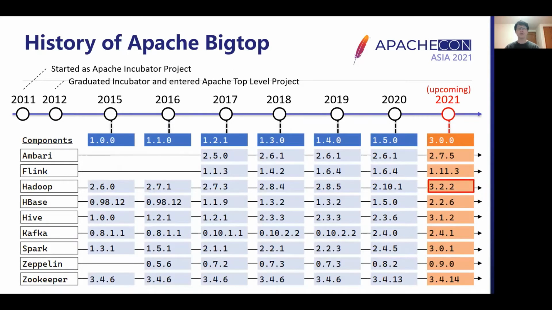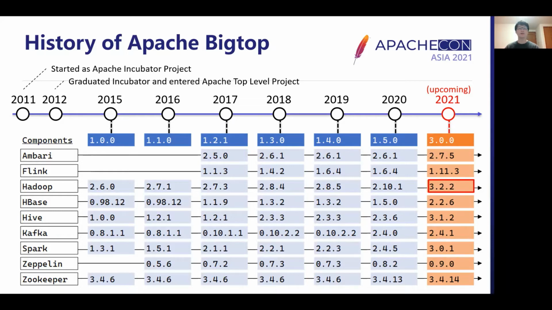Here is a history of Apache Bigtop. Bigtop was started in 2011 and has been grown by many contributors. New versions have been released steadily, around once a year. As this figure describes, we have added new software as Bigtop components and upgraded their versions to more recent ones.